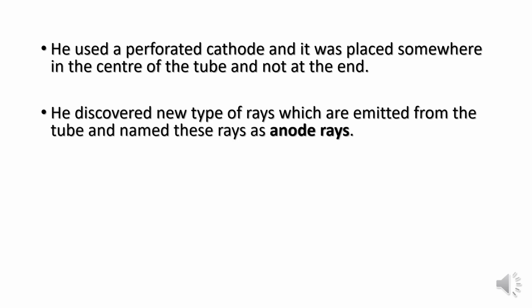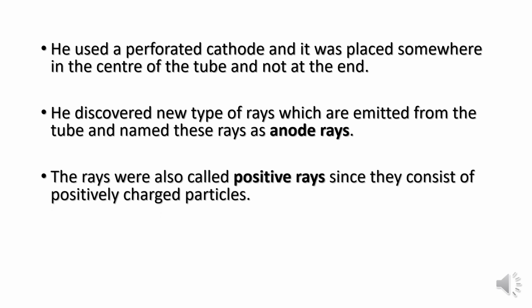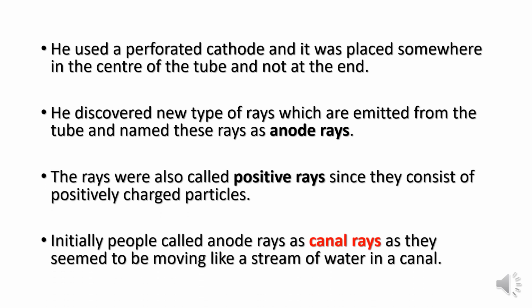And he discovered a new type of rays, named anode rays, as I told you, and the rays were also called positive rays because they are positively charged particles. And initially people called anode rays canal rays because they seem to be like a stream of water in a canal. So these are the observations done by Goldstein.